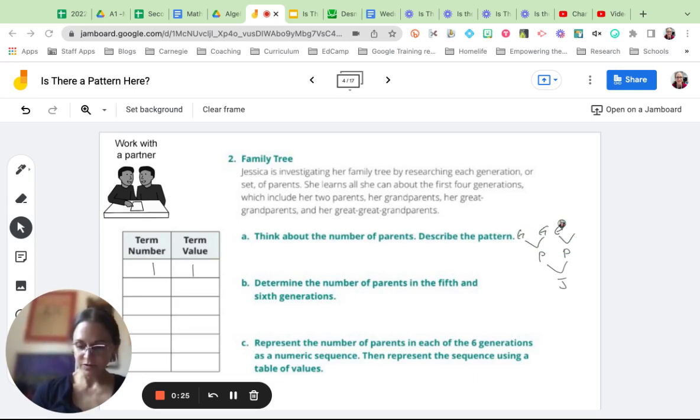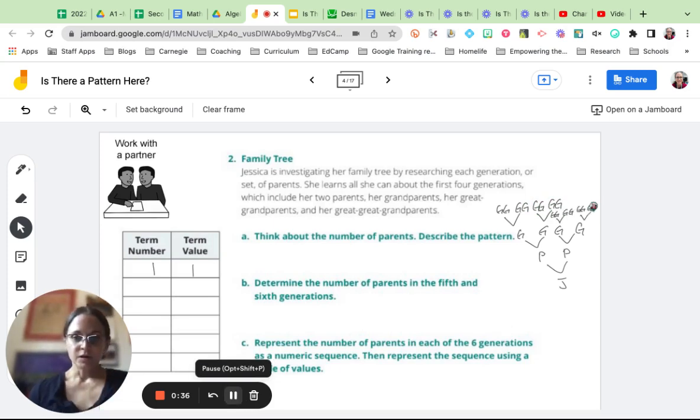So she's researching four generations, her parents, her grandparents. I'm going to write G for grandparents. And then her great grandparents. So the four generations, starting with herself. And each generation in my diagram here is a row. So this is what Jessica is looking at, four generations.